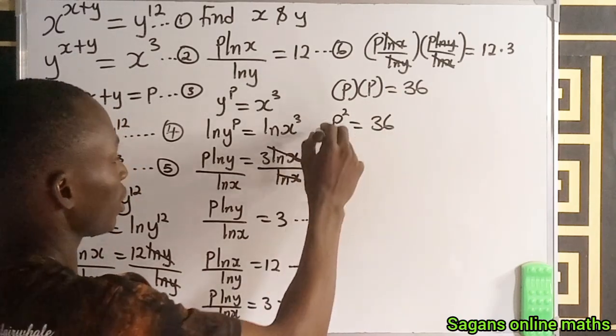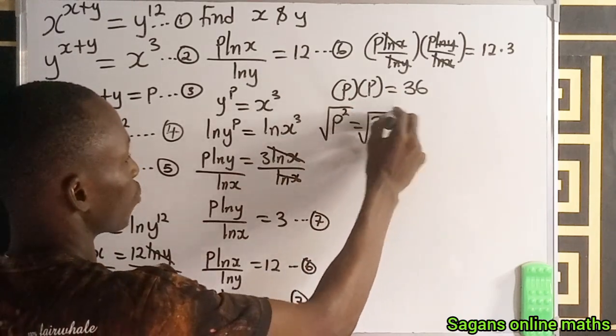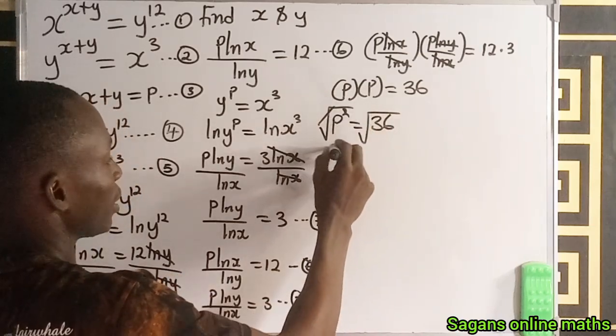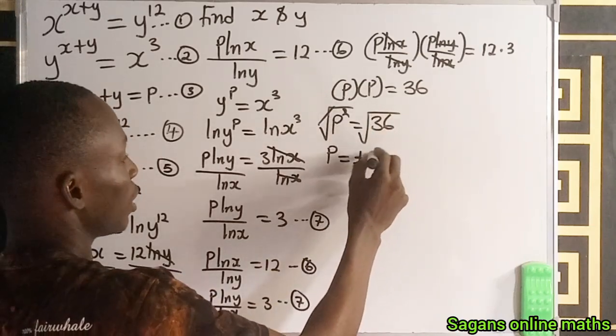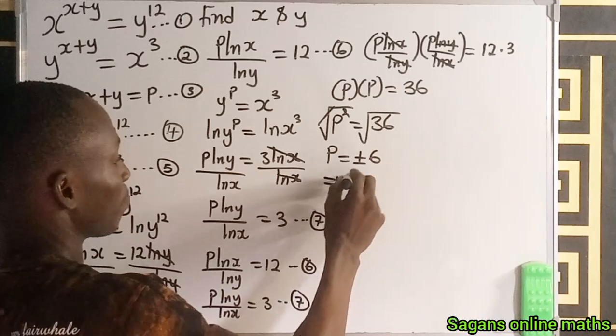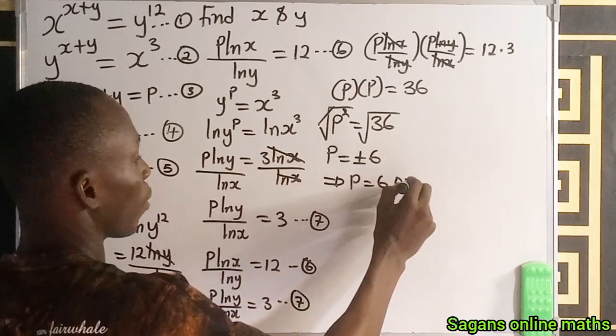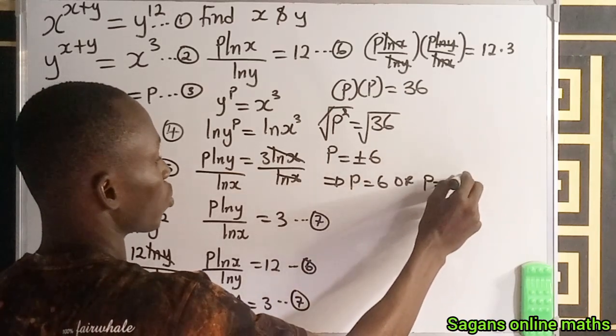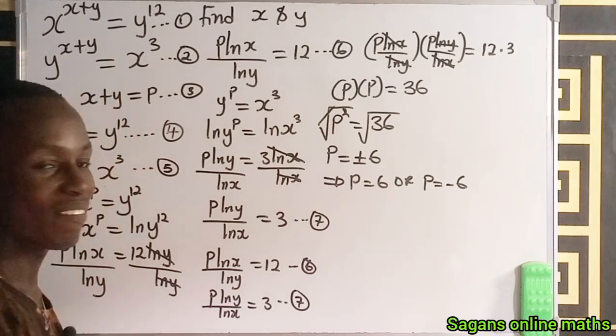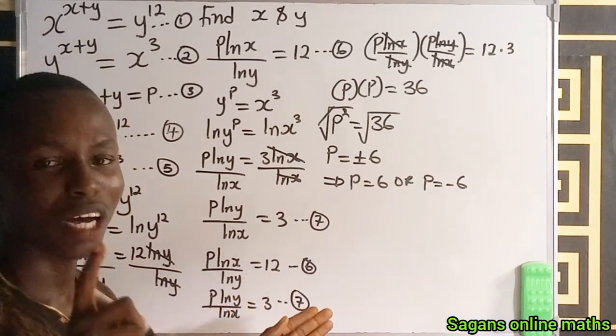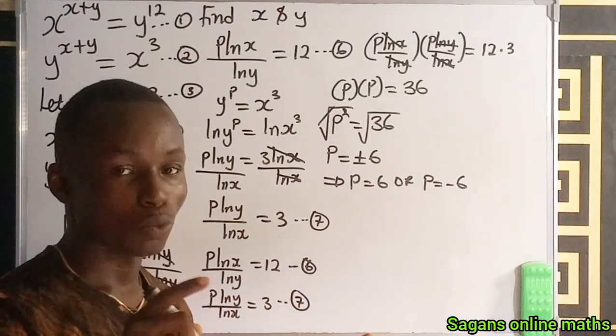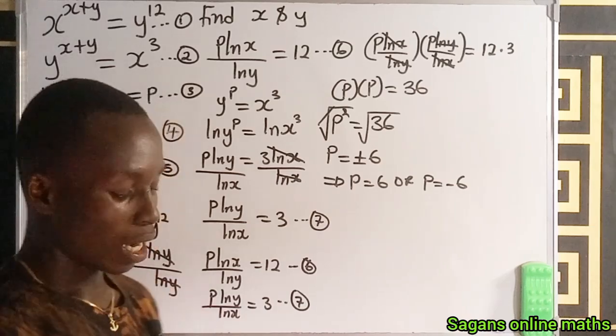Now let's take the square root of both sides so we can have the value of p. Square root cancels square. We see that p is equal to plus or minus 6. This implies that p is equal to 6, or p is equal to minus 6. Wow, this is amazing. But remember, we are not asked to solve for p. We are asked the value of x and y.